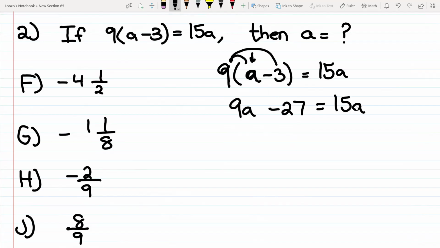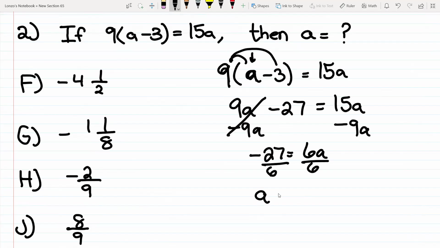Then I'm going to get all the a's on one side, so I'm going to subtract 9a from both sides. So this cancels, and you're left with -27 equals, what's 15a minus 9a? 6a. Then we divide both sides by 6, and you get -27/6. I guess you can reduce this by 3. So -27 divided by 3 is -9 over 2.